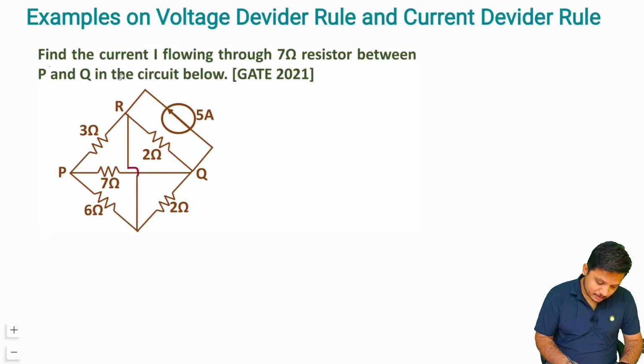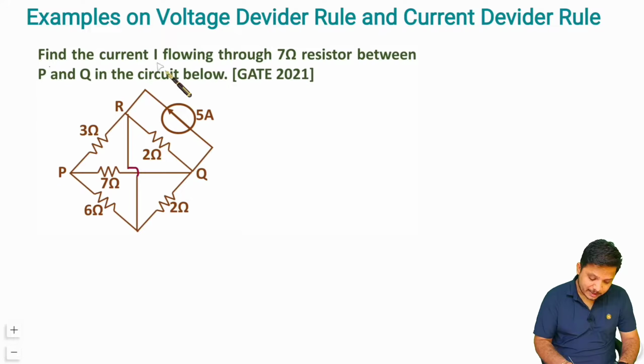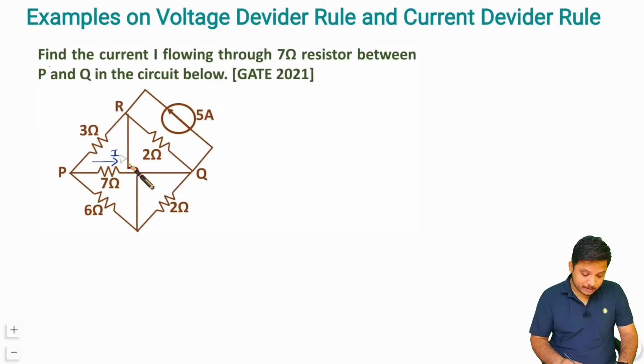In this question you can observe that we have this electrical circuit and we need to find current I flowing through the 7 ohm resistance between P and Q. Here we have the P terminal and here we have the Q terminal. So the P to Q current I is what we are calculating through the 7 ohm resistor. But this circuit looks a bit complex to solve, so I'll redraw this circuit first.